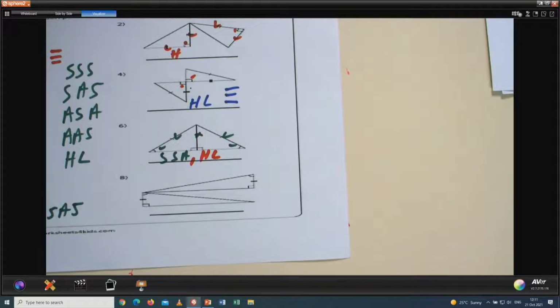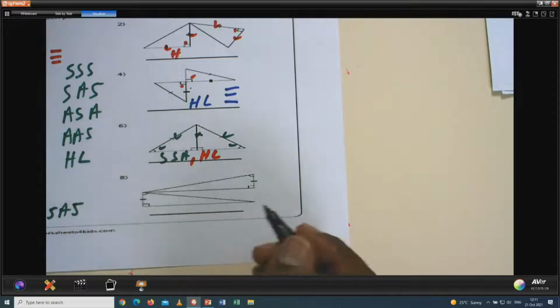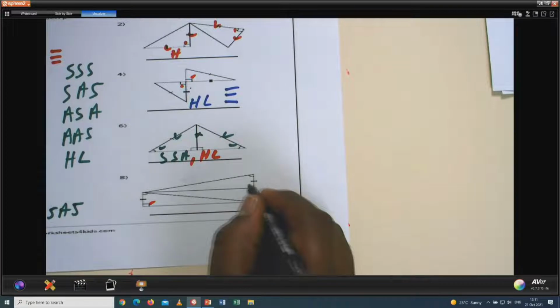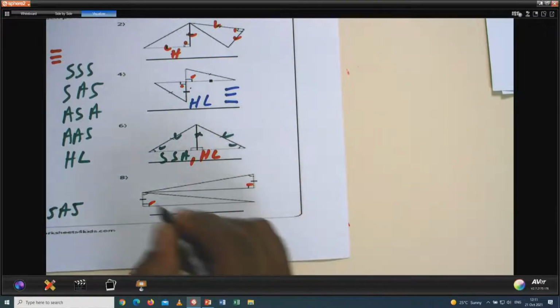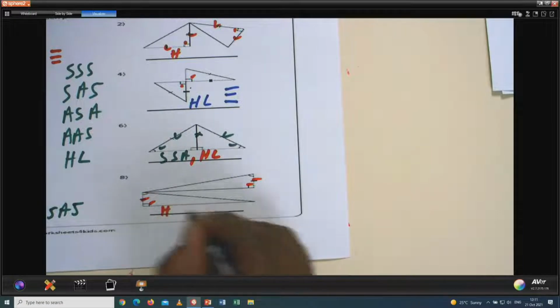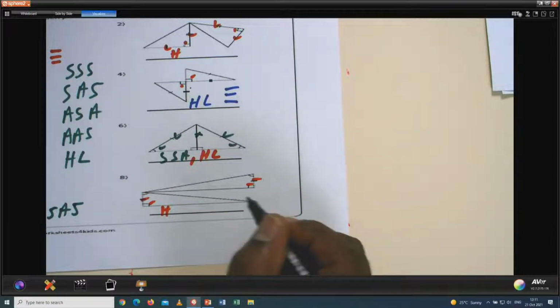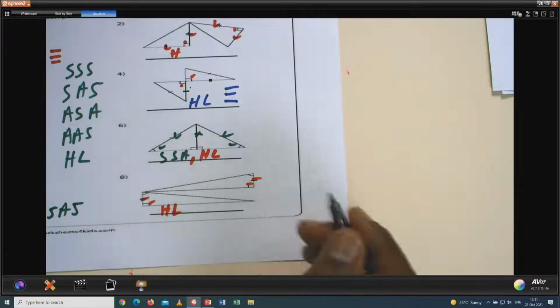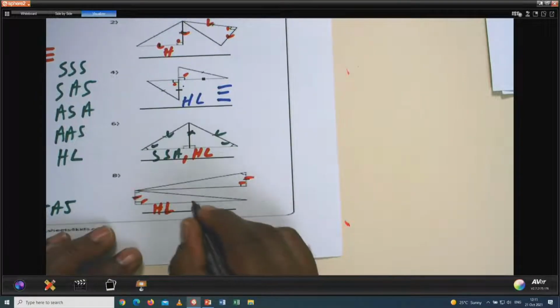And then lastly, what is the situation there? You've got a 90, you've got a hypotenuse, but you don't know much about the hypotenuse. Have you got a 90? Yes. Have you got a length? Yes. Hypotenuse and a length equal, therefore that is also congruent.